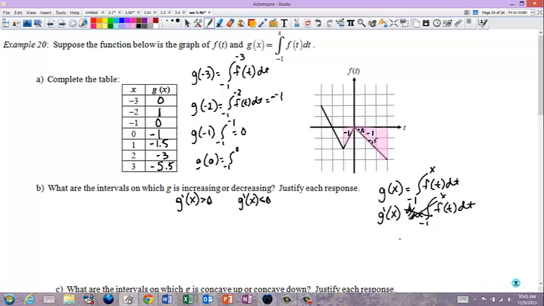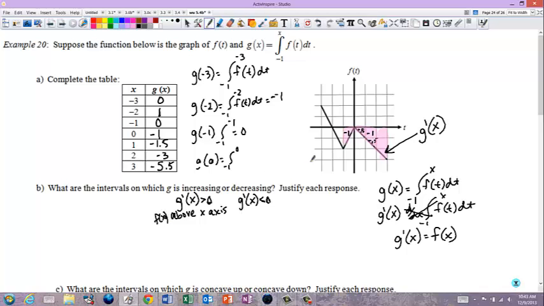Those cancel. So g prime of x is f of x. So this graph is the graph of the derivative g prime of x. Essentially they gave you the graph of the derivative. So the question is, where is the derivative less than 0 or below, increasing? Hold on, we'll do above first. Where is it increasing? Where is it greater than 0? Where is it above the x-axis? Where is f above the x-axis?